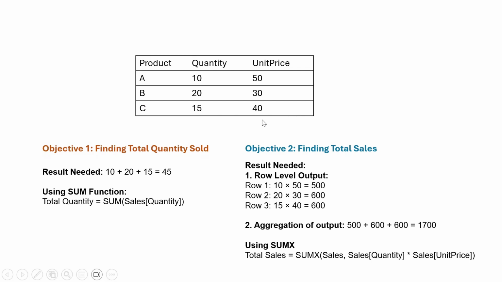But if my objective is to calculate what is the sales from this table, to calculate sales, I need to first do multiplication between quantity and the unit price, and that needs to be evaluated for each row. So I need a row level output for each row, and whatever output that I get, that I need to aggregate. And this is the exact thing that we can get from sumx. So sumx requires you to specify the table that you are using, and then you need to specify the formula that needs to be evaluated for each row. It automatically evaluates the formula for each row and then does the sum of it.